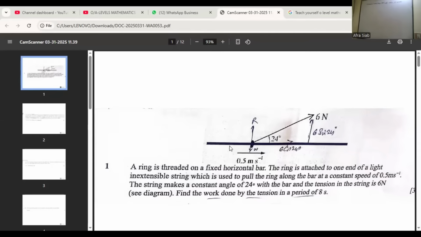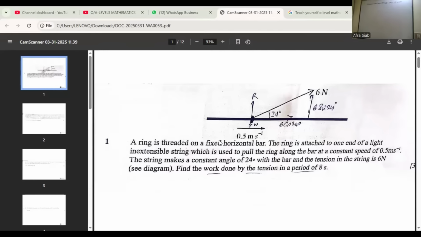A ring is threaded on a fixed horizontal bar. The ring is attached to one end of a light inextensible string, which is used to pull the ring along the bar at a constant speed of 0.5 meters per second. The string makes an angle of 24 degrees with the bar and the tension in the string is 6 Newton. Find the work done by the tension in the period of 8 seconds.